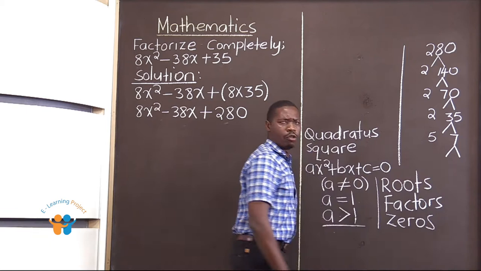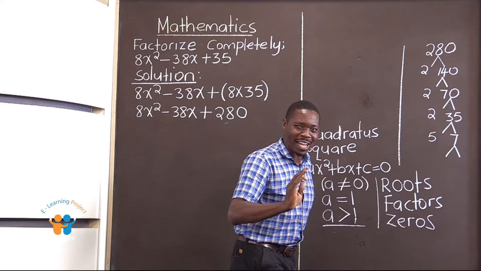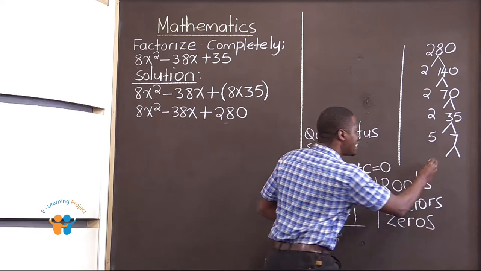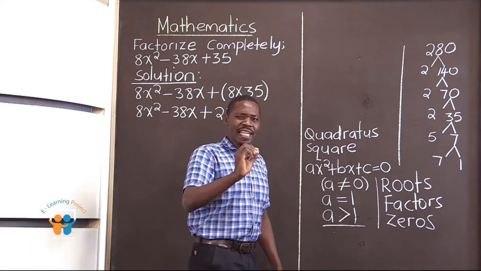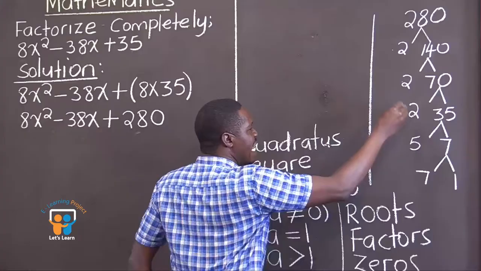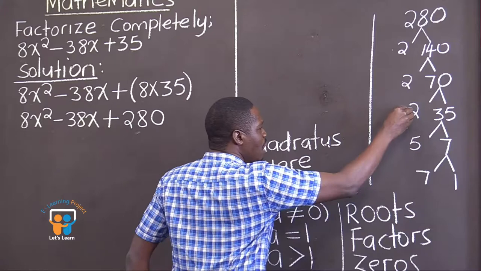No, 3 cannot work. Maybe we write 4. Okay, by 4. Someone is telling me 4 cannot also work. Someone is saying by 5. No, 5 cannot work. It is by 7. So by 7, you end up with a 1. Now, Mr. Examiner, sir, in decomposing 280, in breaking down 280, we are now having a 2, a 2, a 2, a 5, a 7, and a 1.